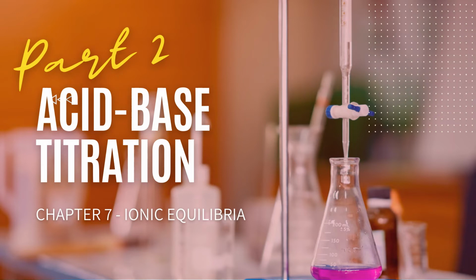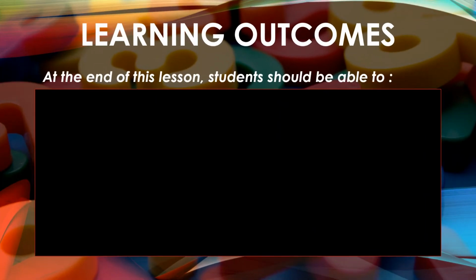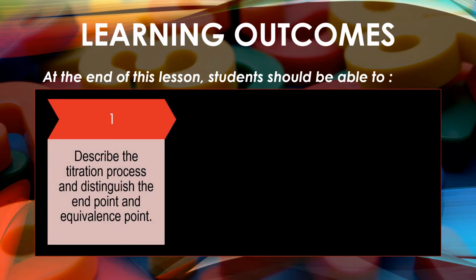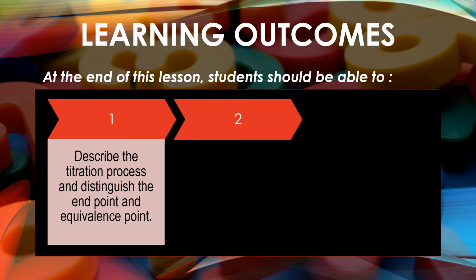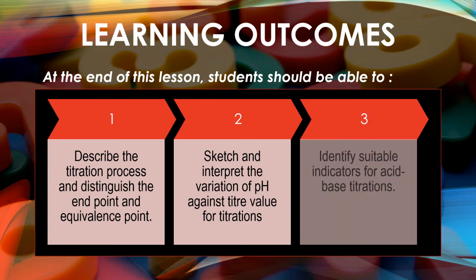In this video, we are going to discuss acid-base titration. Here are the learning outcomes for these lessons. At the end of these lessons, students should be able to describe the titration process and distinguish the endpoint and the equivalence point. Students also need to sketch and interpret the variation of the pH against titrant volume for titrations. Students need to identify the suitable indicators for acid-base titration.